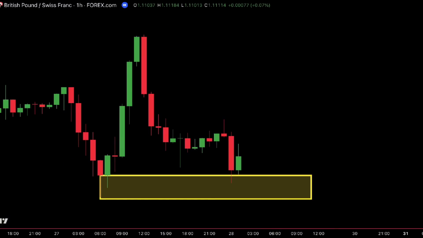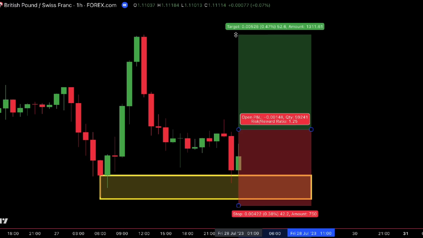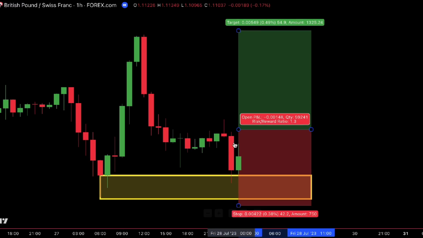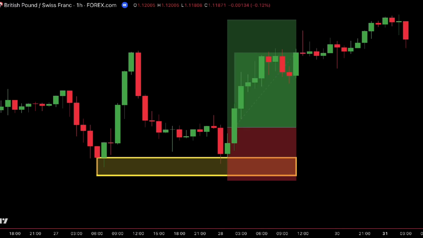To trade this setup, you place an entry on the breakout of the inside bar, a stop loss below the demand zone for protection, and the target is the next key resistance level. Look at what happened next. As expected, the market respected the demand zone and surged toward our target. Another winning trade, backed by a strong price action confirmation.